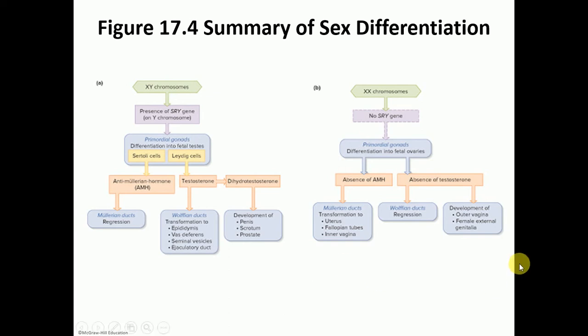While your urogenital ridge is going to make the outer part of the female reproductive system and the lower part of the vagina. In an XY chromosome fetus, that SRY gene is going to differentiate the gonadal ridge into a testis, and those cells are going to start making AMH, which is going to regress the Müllerian duct. And then it's also going to make testosterone, and that testosterone is going to stimulate the Wolffian duct to transform into the parts of the male system.